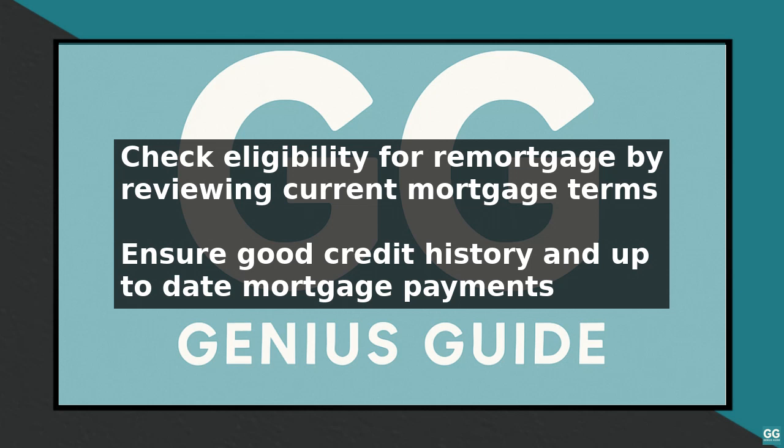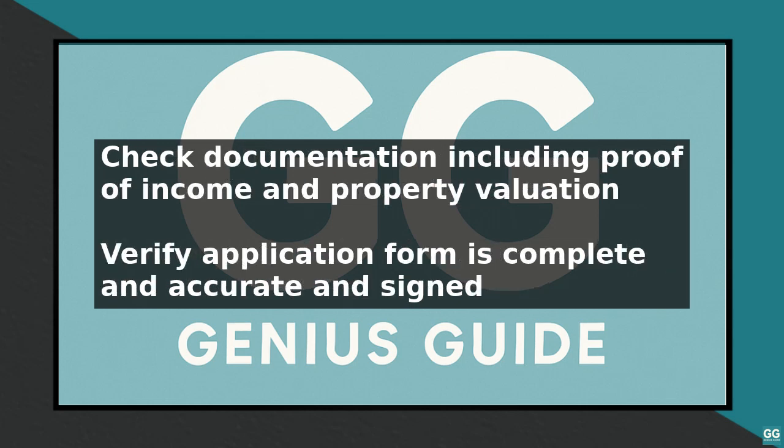First, check your eligibility for a remortgage by reviewing your current mortgage terms and conditions. Ensure you have a good credit history and are up to date with your mortgage payments. You can use Santander's online remortgage calculator to determine how much you can borrow and what your new monthly payments might be.